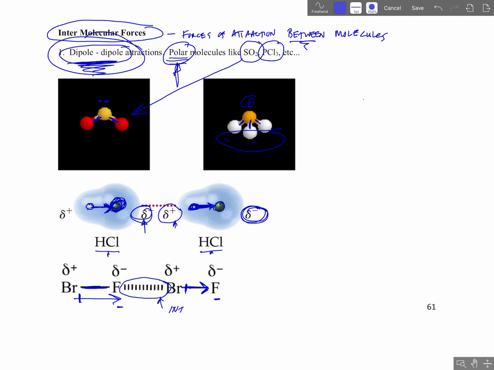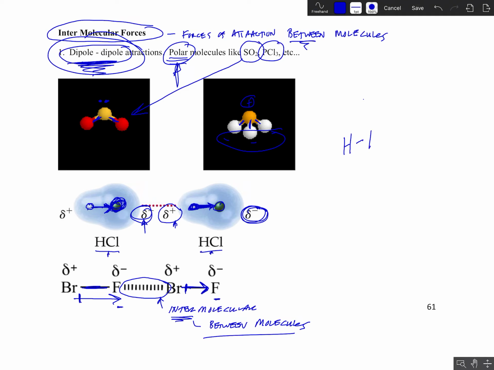We call this a dipole-to-dipole interaction, and it is a form of intermolecular attraction. It's not within the molecule. It's not intra. It's inter, which means it's between the molecules. And this type of intermolecular attraction that we're talking about is called a dipole-to-dipole interaction, and it occurs between polar molecules. Let me contrast that with a nonpolar molecule.